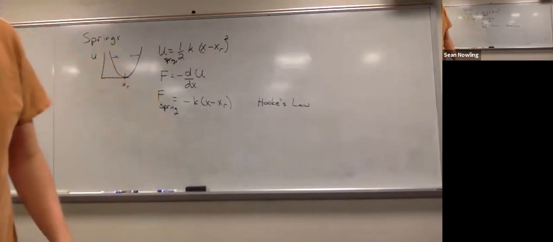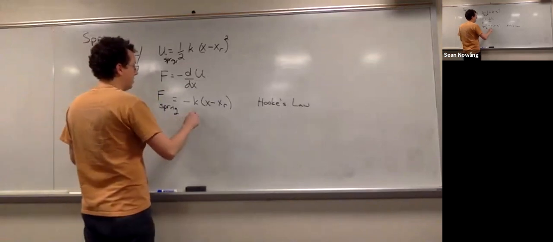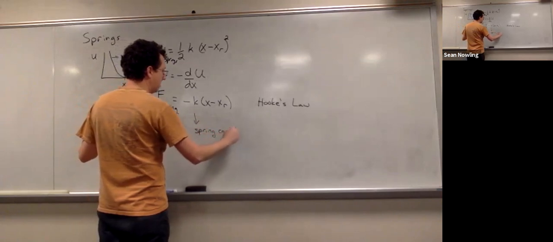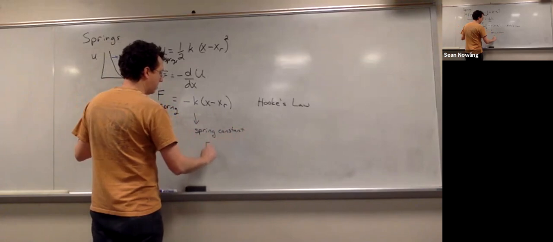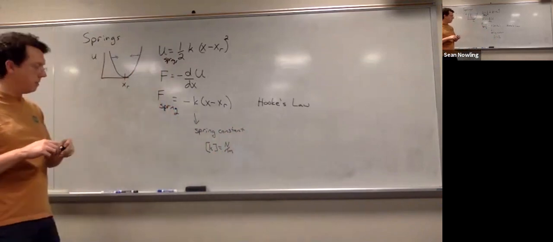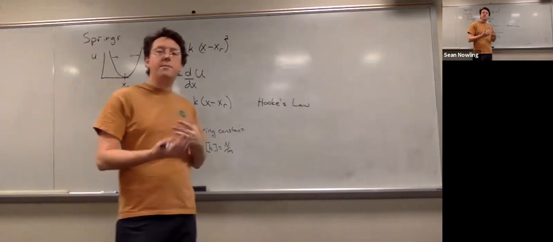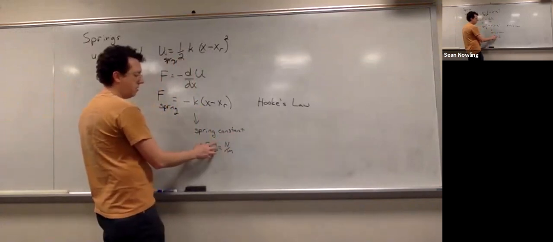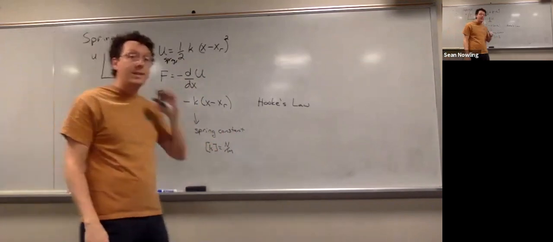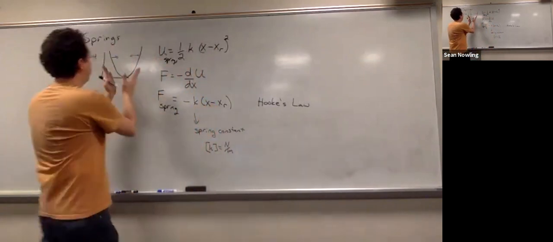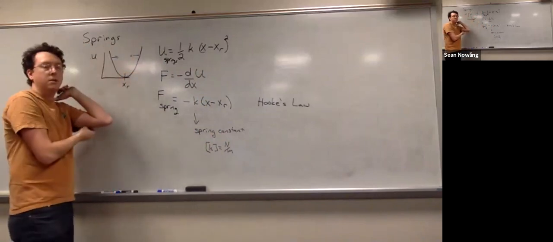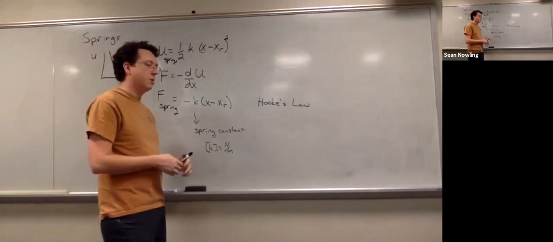Now, you might have noticed there's a constant here. This is called the spring constant. The units on the spring constant are newtons per meter. The spring constant determines how stiff the spring is. If you make this number large, it makes the curvature of the parabola very steep. And that means if you have very steep walls to this parabola, a small change in x produces a large force. So k controls how stiff the spring is.